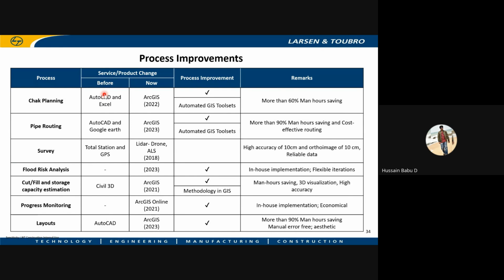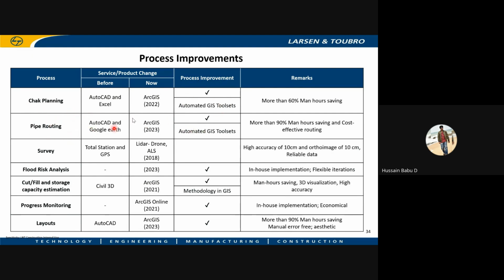Recently we had two mega lift irrigation projects of around 5,500 square kilometers, which conventionally, if you want to do chuck planning for these two projects, would take some 5 years with one team, and almost 2 to 2.5 years with two teams. But we finished within 1 year with a single team using these GIS toolsets.